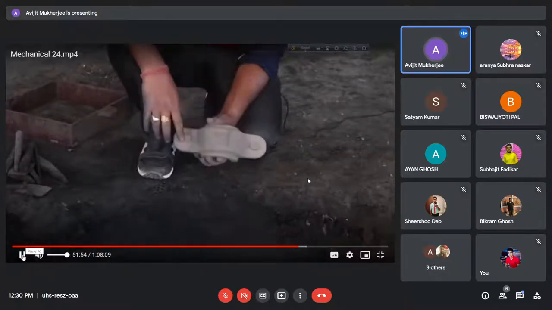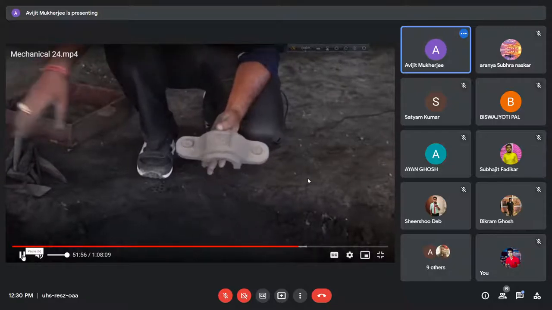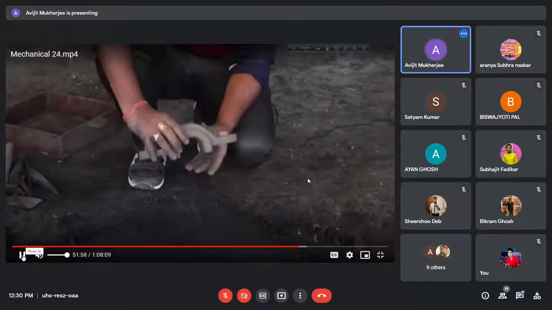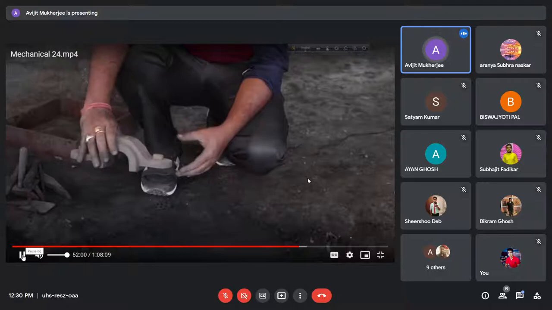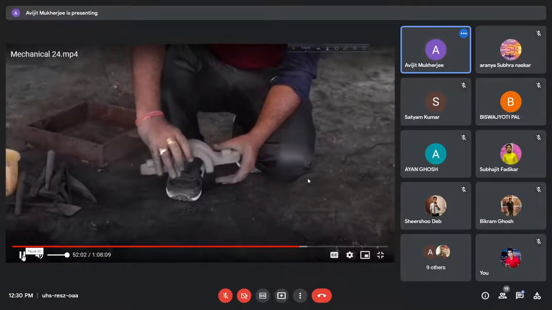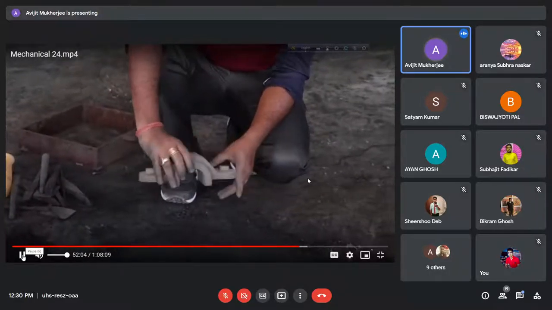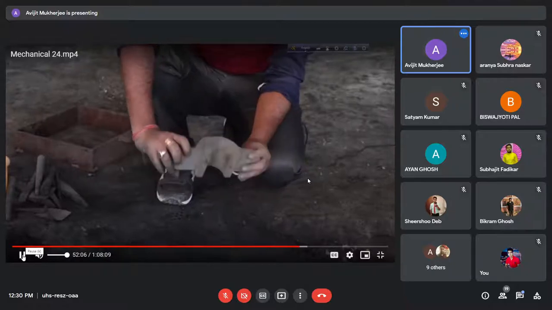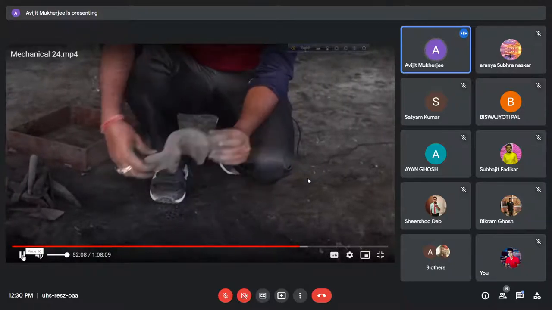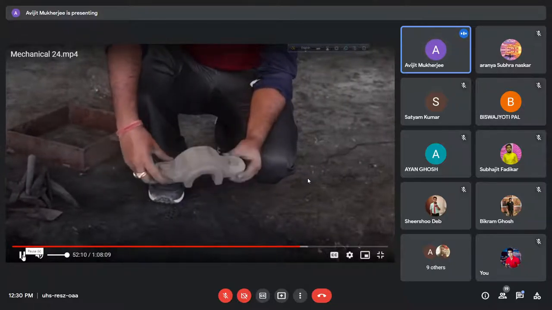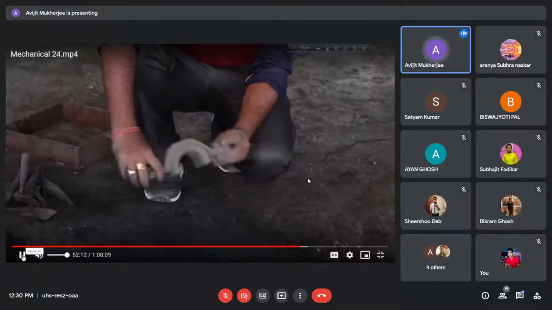You have already seen the functions of this, it was the reversing gear handle. Now this is the plumber block cap. In this we are going to make a slightly different pattern, in which we are going to make a green sand core. So the entire process is the same as the first job, but only in this we are going to make a green sand core, so that you can look.